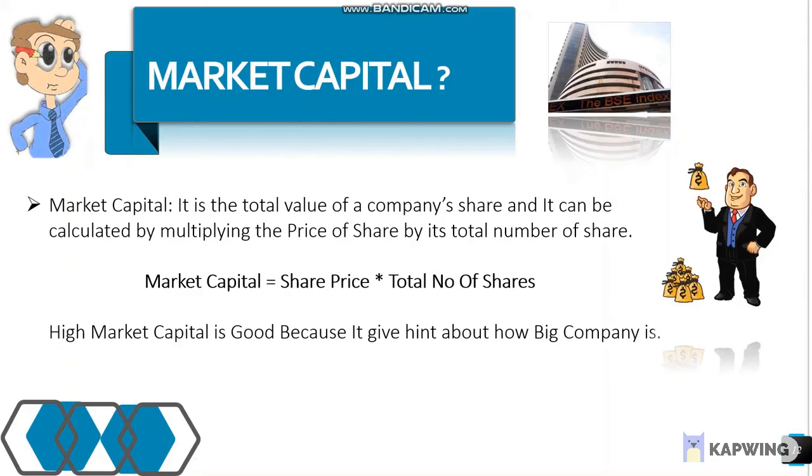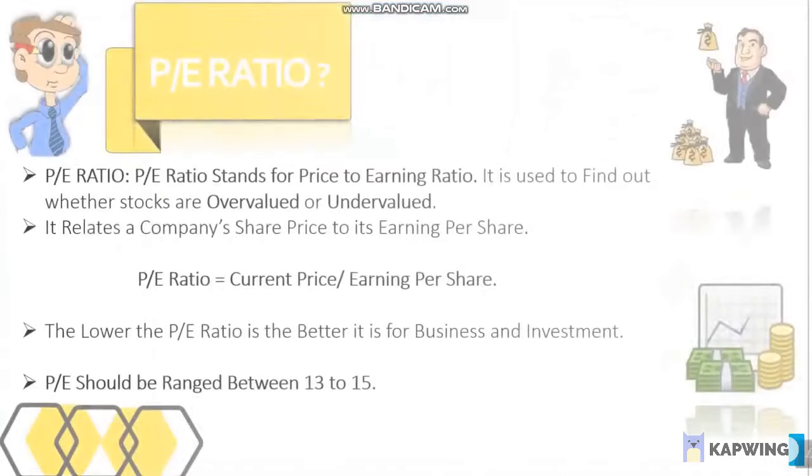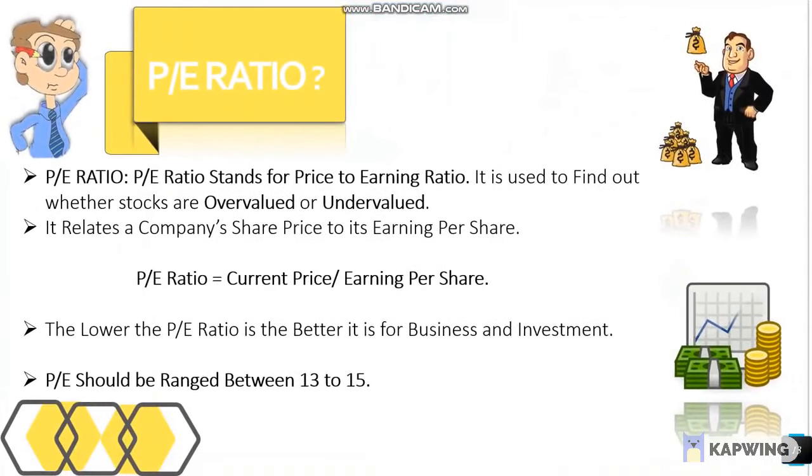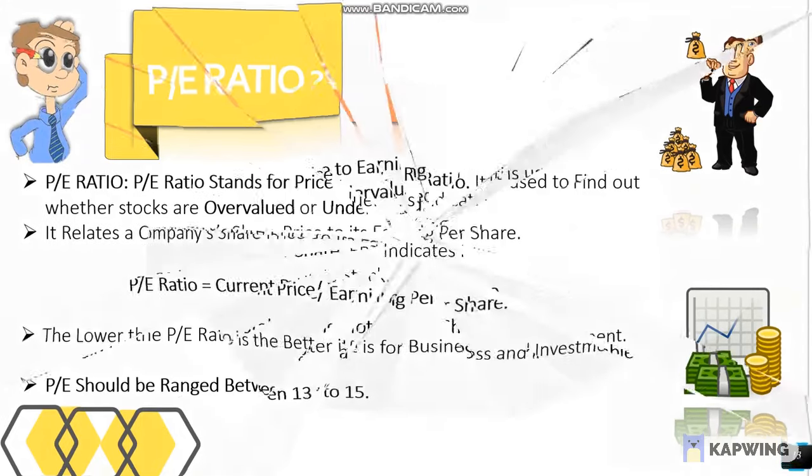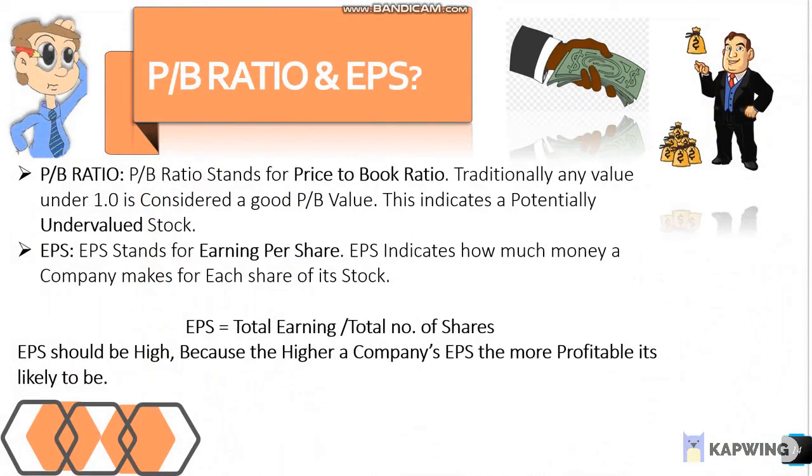PE ratio. PE ratio stands for the price to earning ratio. It is used to find out whether a stock is overvalued or undervalued. It relates a company's share price to its earning per share. PE ratio is equal to current price divided by earning per share. The lower the PE ratio is, the better it is for business and investor. It should range between 13 to 15. Our next topic is what is PB ratio. PB ratio stands for the price to book ratio. Traditionally, any value of or under 1.0 is considered a good PB value. This indicates a potentially undervalued stock.